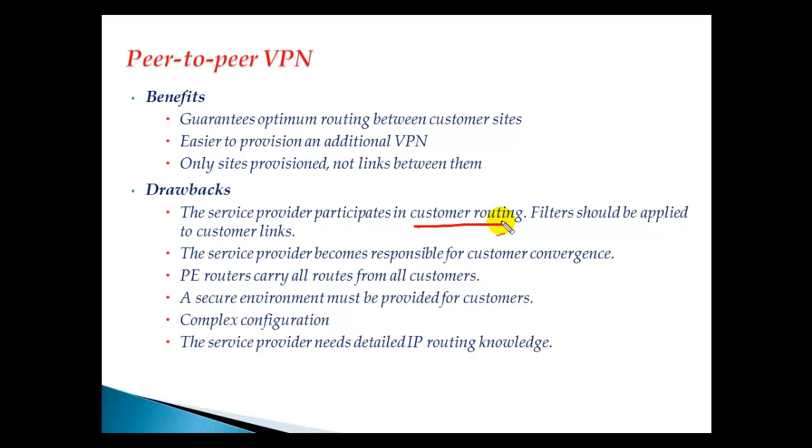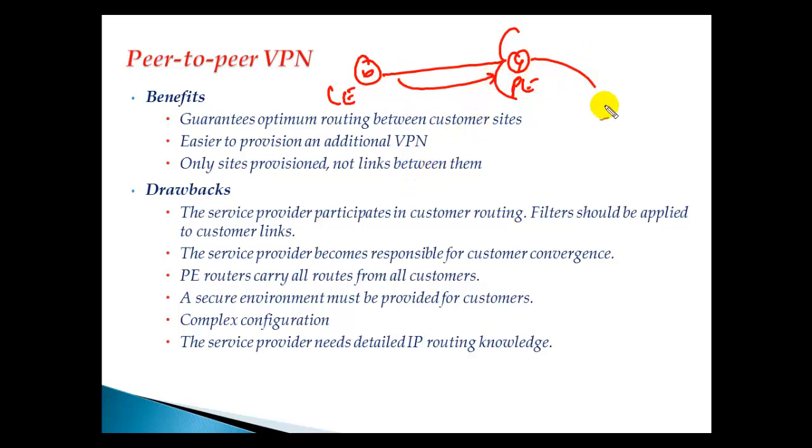That is one of the drawbacks, and you need to ensure that some filtering is applied to the customer links. But anyway, the service provider will ensure that your customer routes will not go from one customer to another. They're completely differentiated through VRFs, but that is one of the disadvantages we can say. Now the service provider is majorly responsible for customer convergence, that is, when the customer router connects to the provider edge router. The service provider needs to ensure that the customer routes converge between CE and PE before sending them to the other side. That is one of the things we need to consider when we are using P2P models.